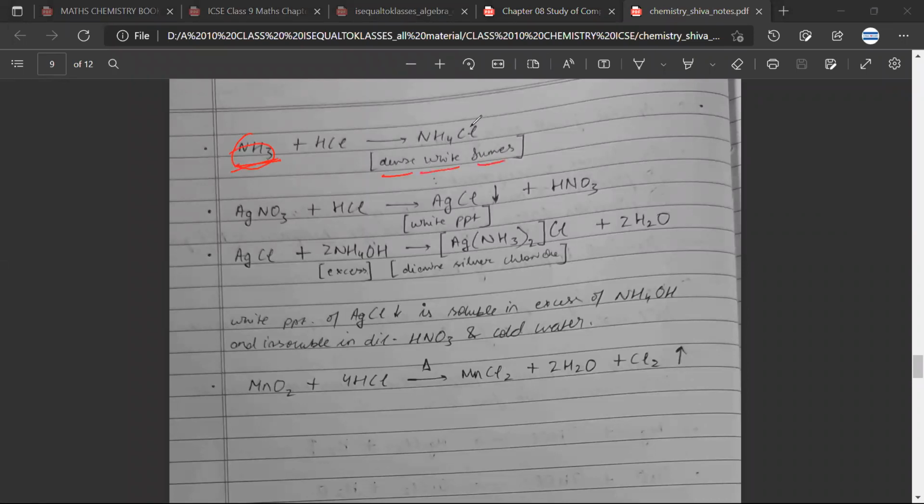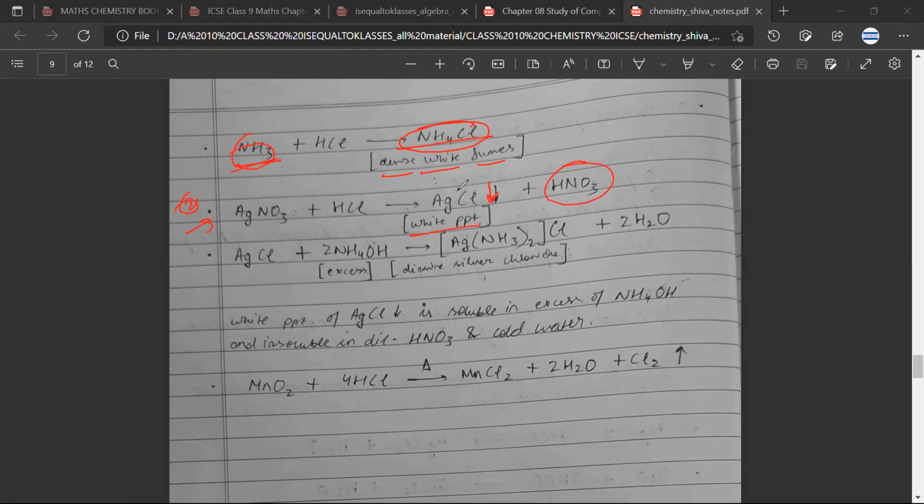Dense white fumes are formed when NH4Cl is produced. Then we move on to the second reaction in this page. AgNO3 plus HCl gives AgCl. As we have studied the reaction before, AgCl is a white precipitate plus HNO3, nitric acid.